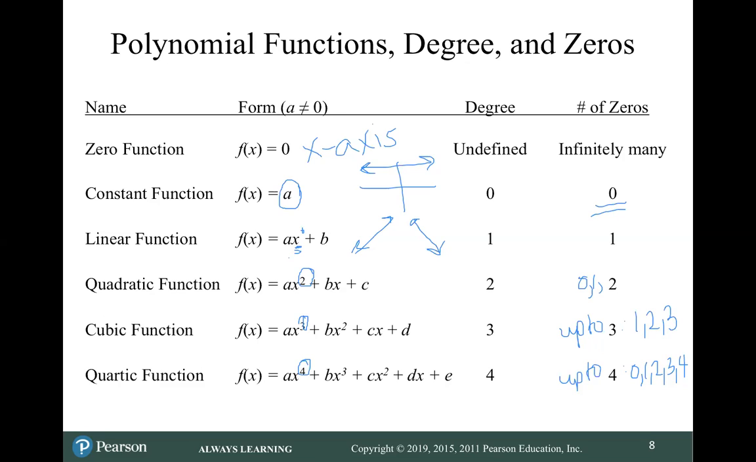Okay, so why can 0 not be included in a cubic function, but it can be included in a quartic function? We'll discuss it next class.